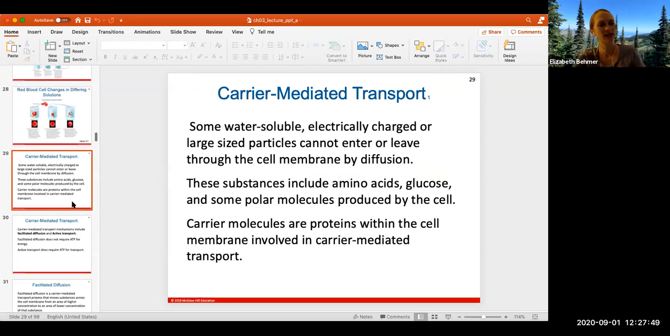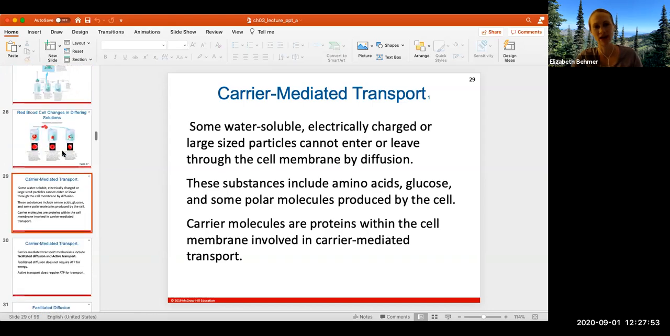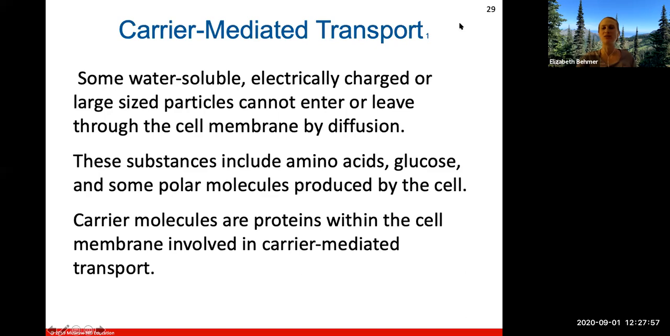A couple more slides here. Let's just try to get through facilitated diffusion, which is the end of the passive transport, a carrier-mediated transport. So we're still talking about passive transport. We're still talking about a cell membrane. I know you're probably lost right now, but we're talking about cells in this chapter. The membrane is the exterior side, and we're talking about how things go into and out of the cell.